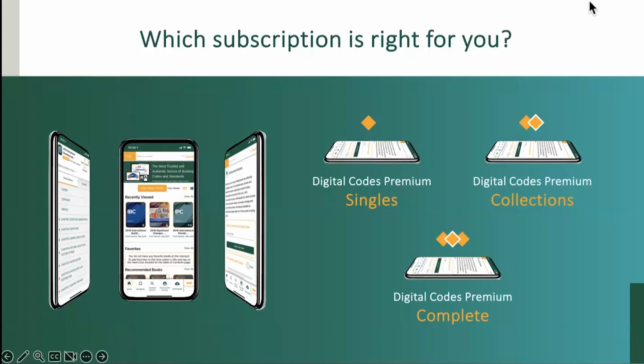And then finally, we have the Digital Codes Premium Complete collection. That will include the ones previously mentioned, any of those single titles, the iCodes, any of those state collections. In addition, you'll have access to standards from other standard development organizations as well. As mentioned, there's 1,577 titles in there as of today, and those do continue to grow.